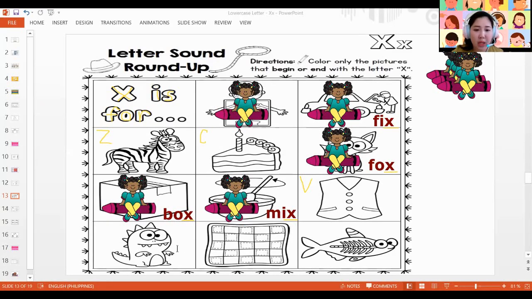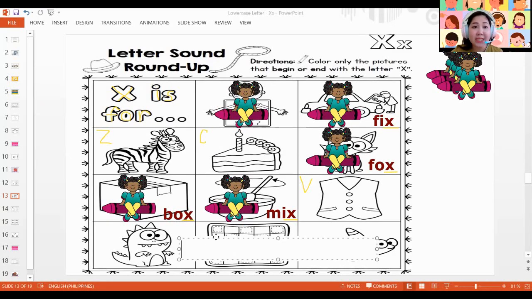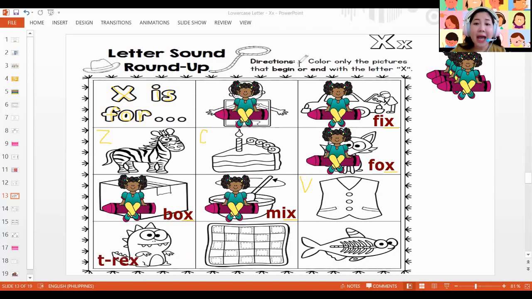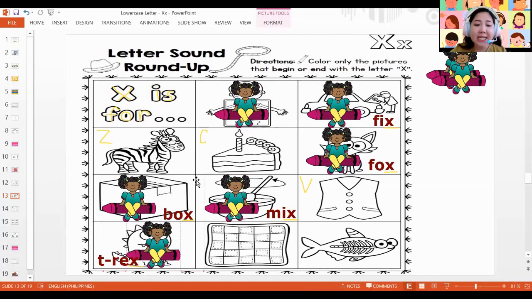Now, this one. This dinosaur has the X sound in the end. So this is a T-Rex. It has the X sound in the end. So we are gonna cover it also because it has the X sound in the end.